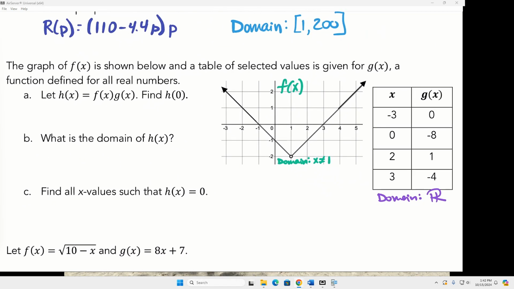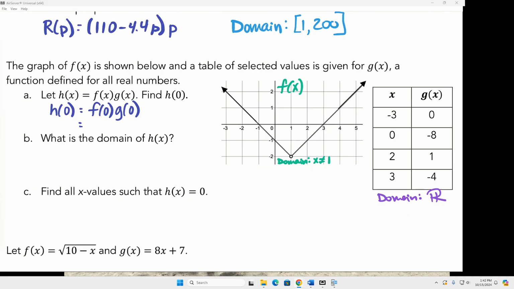So on A, we have this new function that is f of x times g of x. That's what h is. And we want to find h of 0. So this is going to be f of 0 times g of 0.